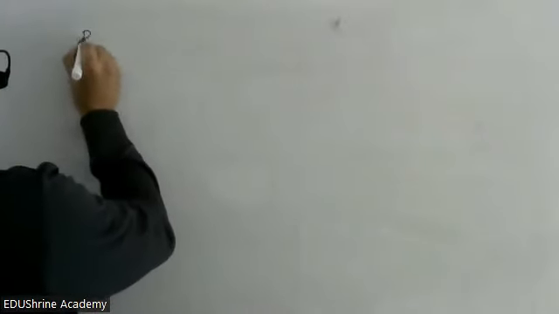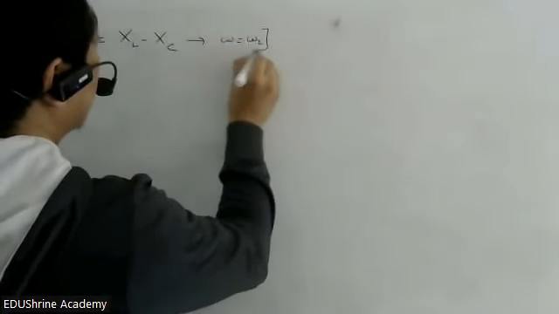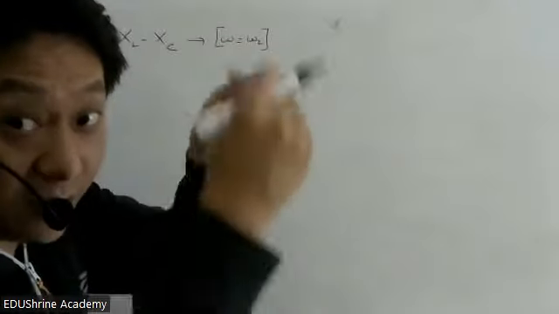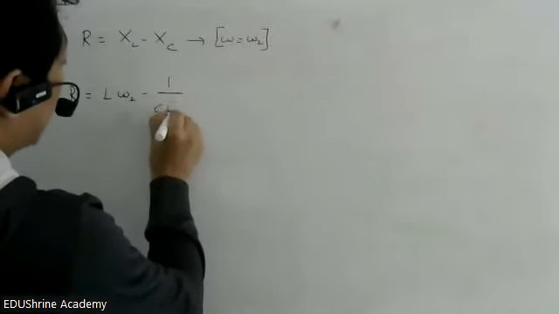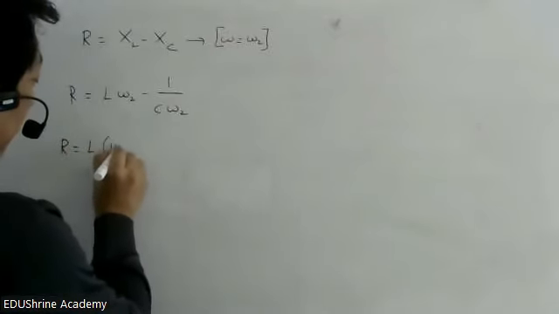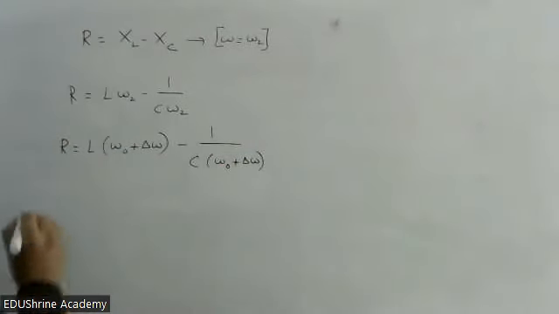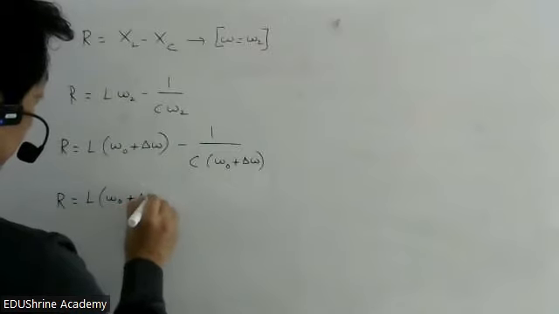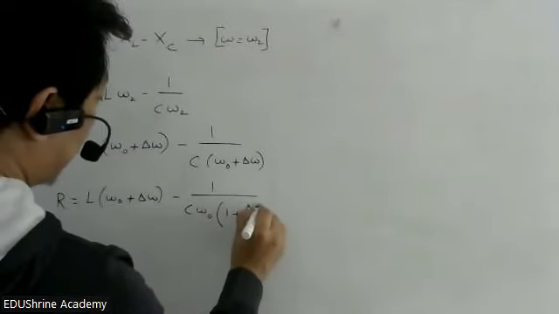So where did we reach? R equals XL minus XC, and this happens for omega equal to omega 2. Try to reverse this, write XC minus XL and omega equal to omega 1, and derive; you will get the same answer. Now XL is L omega 2 minus 1 by C omega 2. Omega 2 in terms of omega naught was omega naught plus delta omega. Now let us simplify. Here you take omega naught common, so you will get 1 plus delta omega by omega naught.